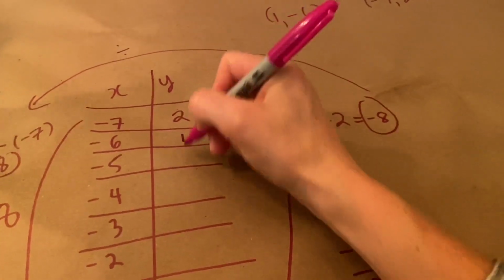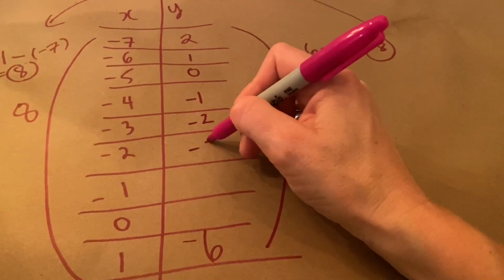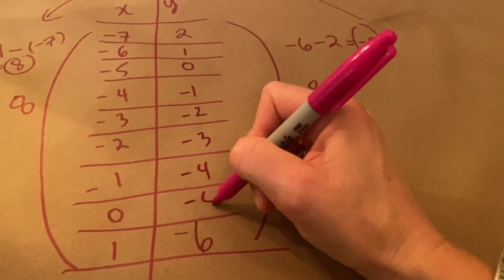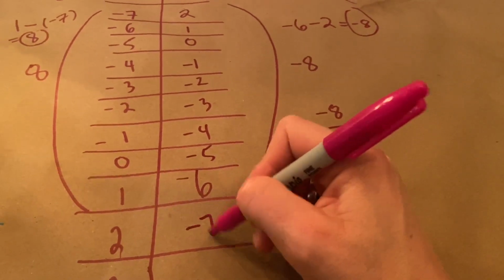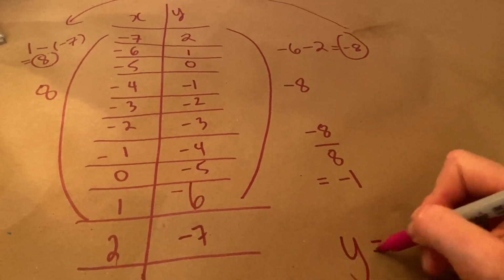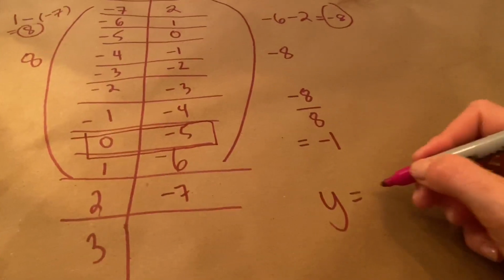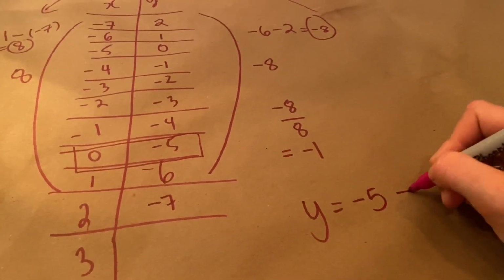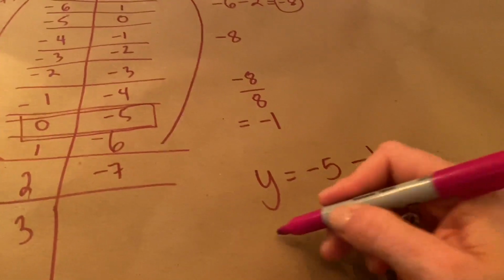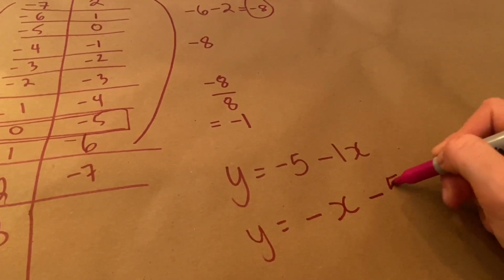Let's make sure that works. 0, minus 1, minus 2, minus 3, minus 4, minus 5, minus 6, minus 7. Yes, that certainly works. So my equation would be: initially, at the beginning, it's starting at minus 5, and then it's dropping 1 every x. Or it could be going down 1 every x, and it starts at minus 5.